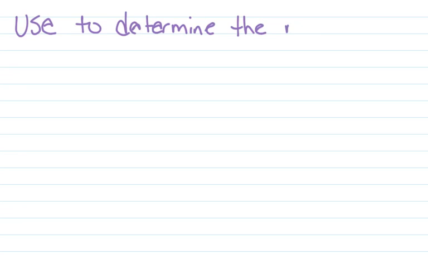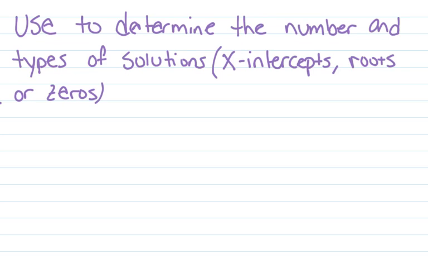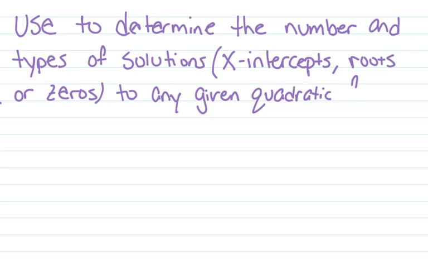The reason why we study it is because we can use the discriminant to determine the number and types of solutions, also called x-intercepts, roots, or zeros, to any given quadratic function. Okay?